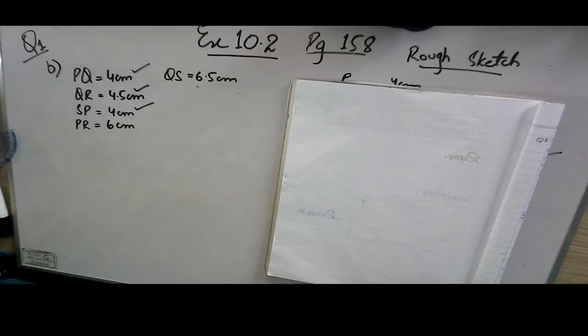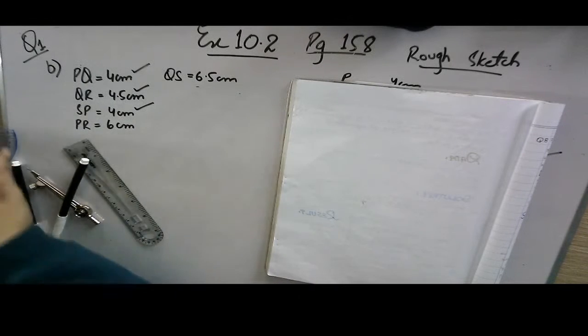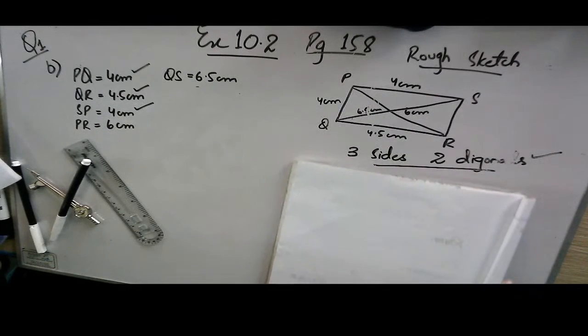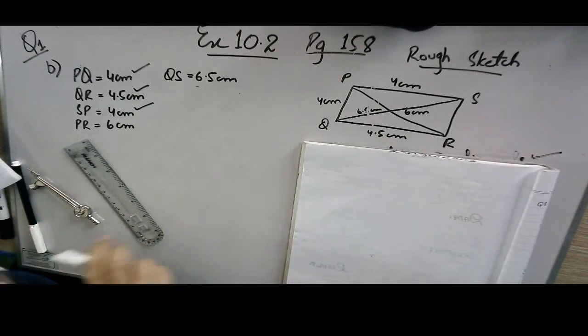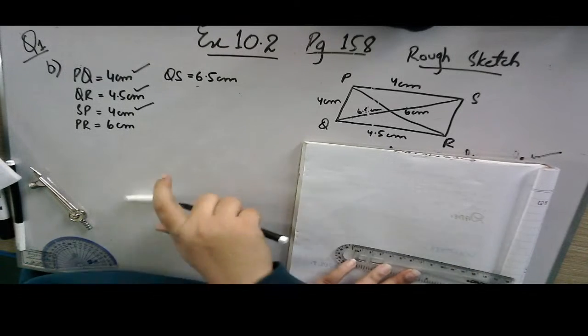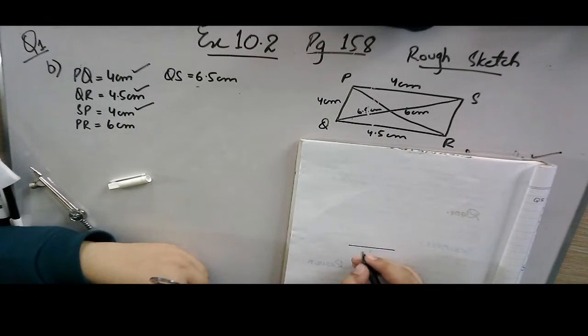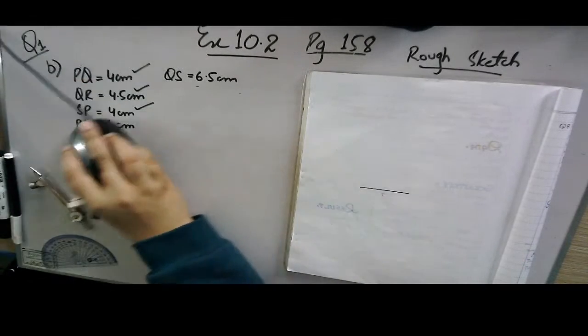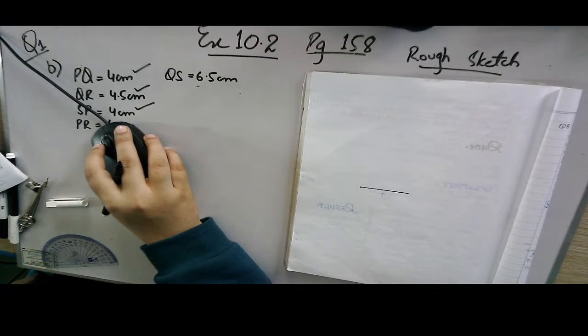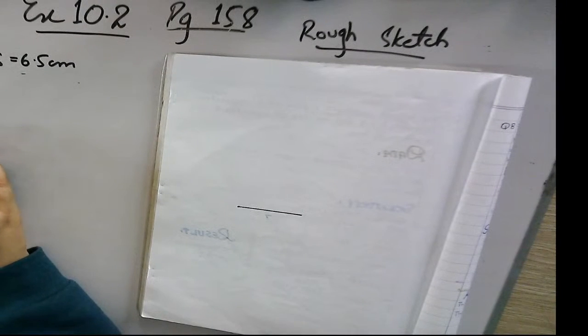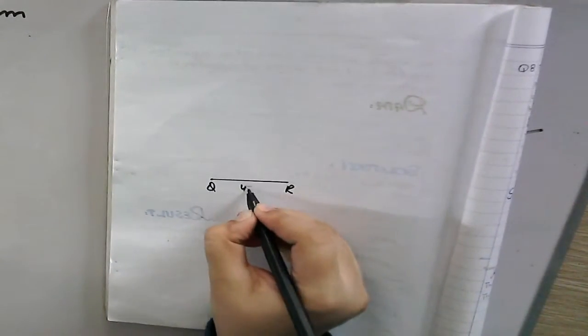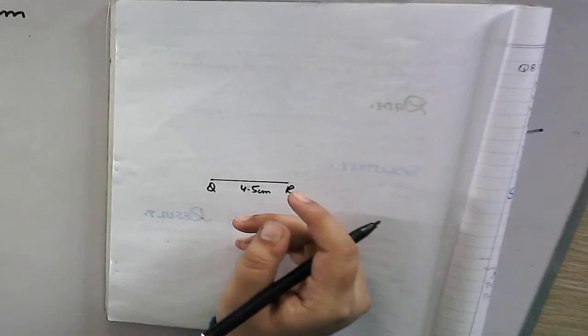First of all, you have to make the baseline. We have taken the baseline which is equals to QR, and QR is equals to 4.5 centimeter. The baseline is Q and R, which is 4.5 centimeter. Now the angles are not given. So what we have to do?